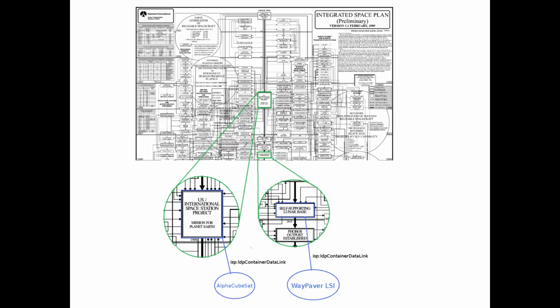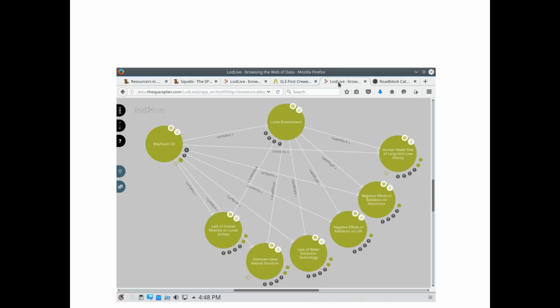Extending this interlinking between graphs to the Integrated Space Plan, we can link to related projects such as Alpha CubeSat and Whitepaper Lunar Settlement Index. This is part of the Lunar Settlement Index data. This tells us through the contains link that lunar environment is part of the Lunar Settlement Index. We also see that lunar environment is related to 6 different roadblocks.